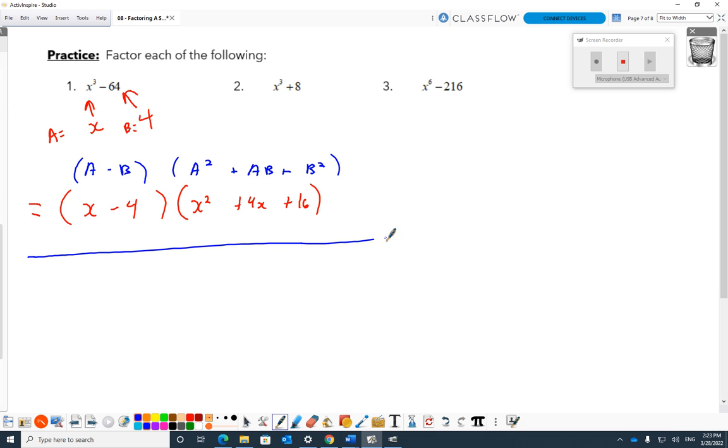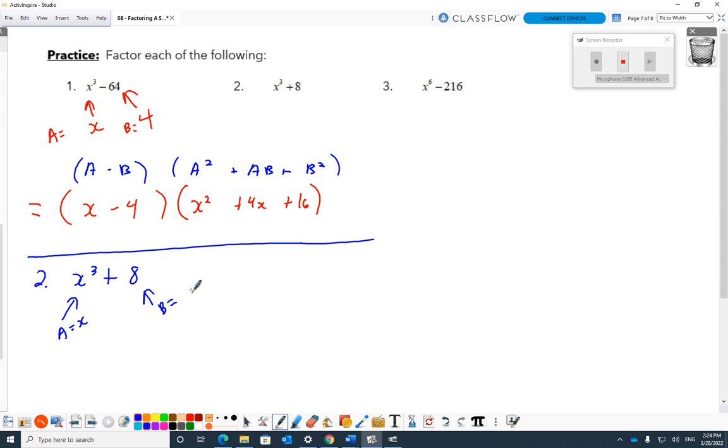I moved it down to here because I don't want it to be jammed right in here. X cubed plus 8. Here's the whole thinking, start to finish. When I see 2 terms, I start thinking this could be a sum or difference of cubes. I know it's not a sum or difference of squares because these aren't squared things. 8 isn't something squared. So then I go, well, what was cubed to give x cubed? X was cubed to give x cubed, so my A is the x. And then my B is what was cubed to give 8.